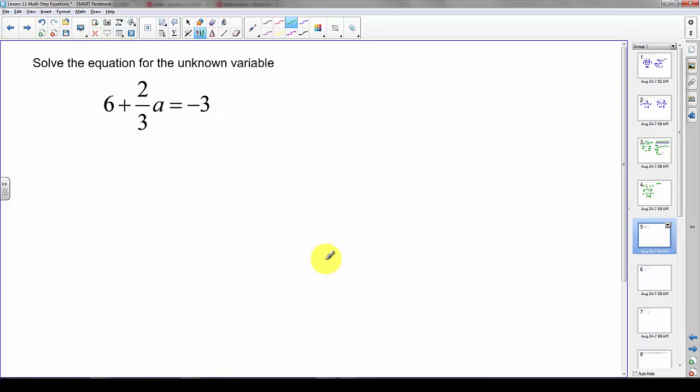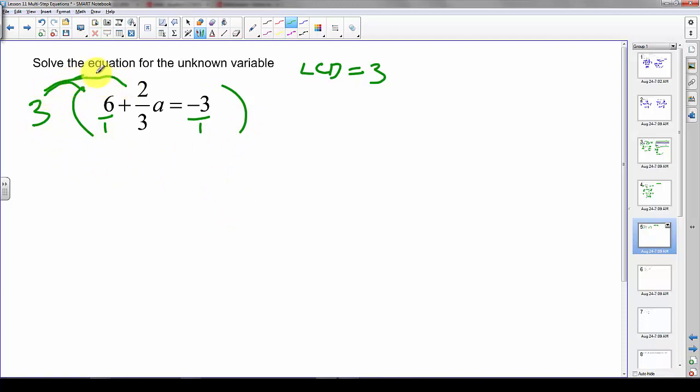In our next problem, we see we have denominators of 1 on the right, and I have two terms on the left. This has a denominator of 3, this has a denominator of 1. So the LCD for all terms is equal to 3. I'm going to multiply each term in the equation by 3. So I'll multiply this by 3, this by 3, and this by 3, and clear all the fractions out.